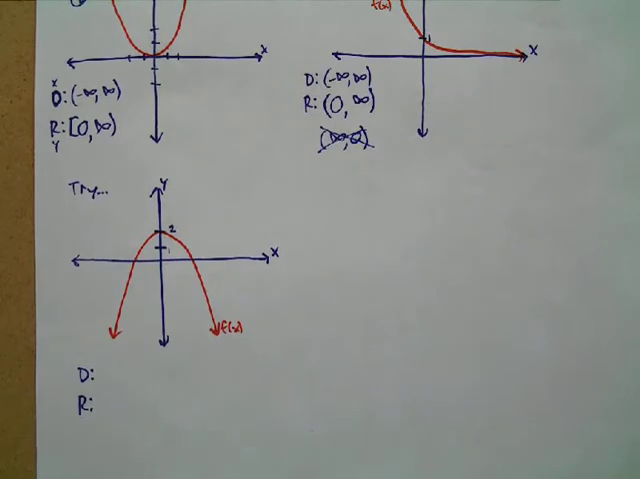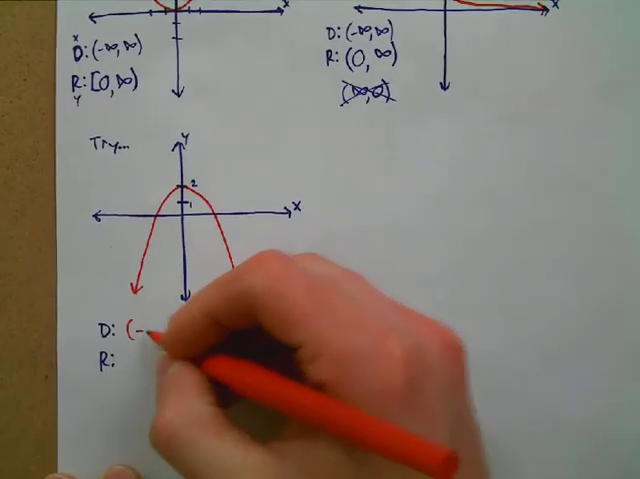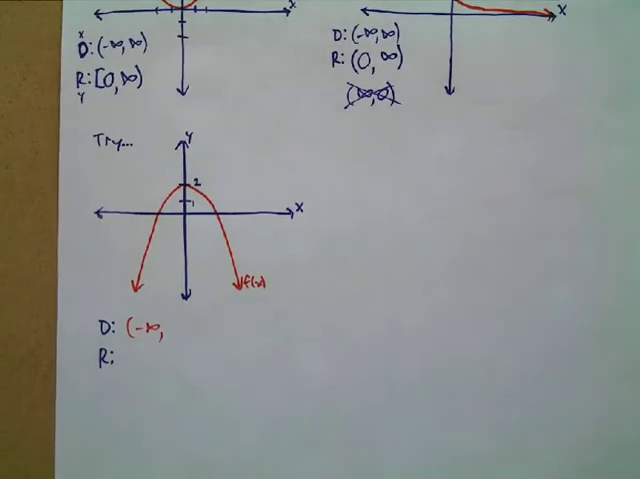All right, let's go to Nick. Nick, for the domain, what'd you come up with here, sir? Well, I got negative infinity, but I didn't know for the other one, would it also be negative infinity? Because they're both kind of pointing down there. Is that what you're saying? Okay, so I see what you're saying there.